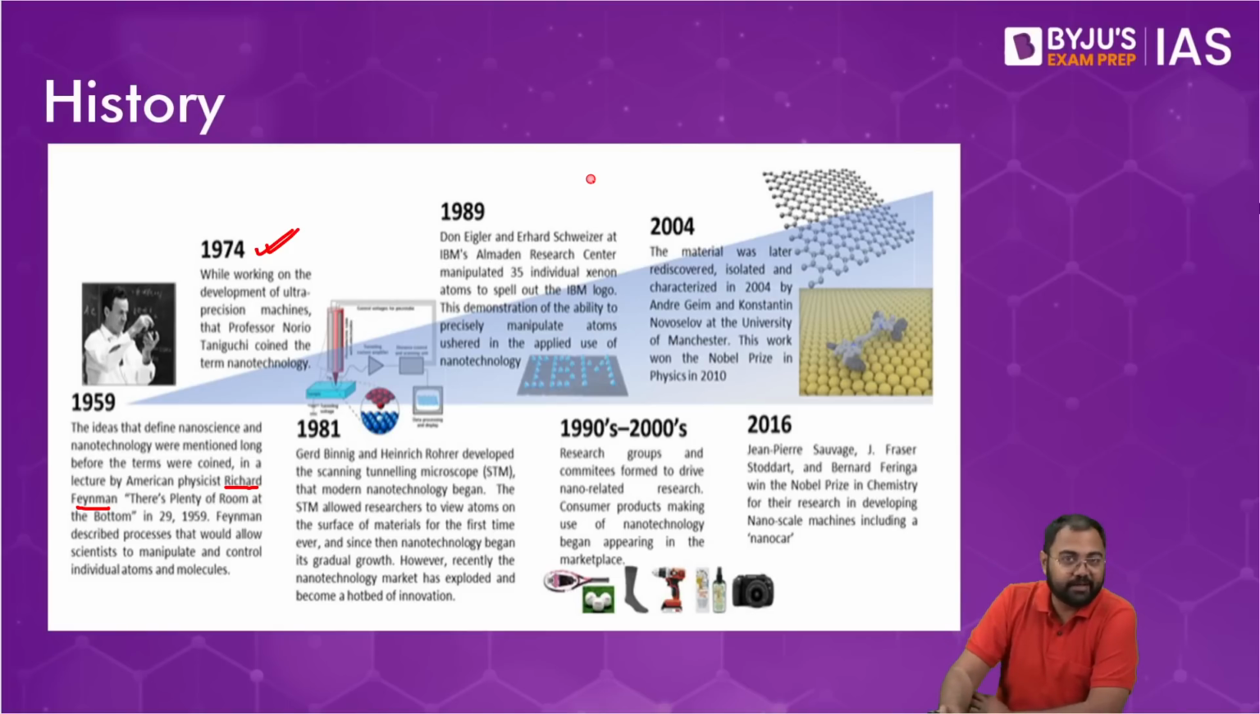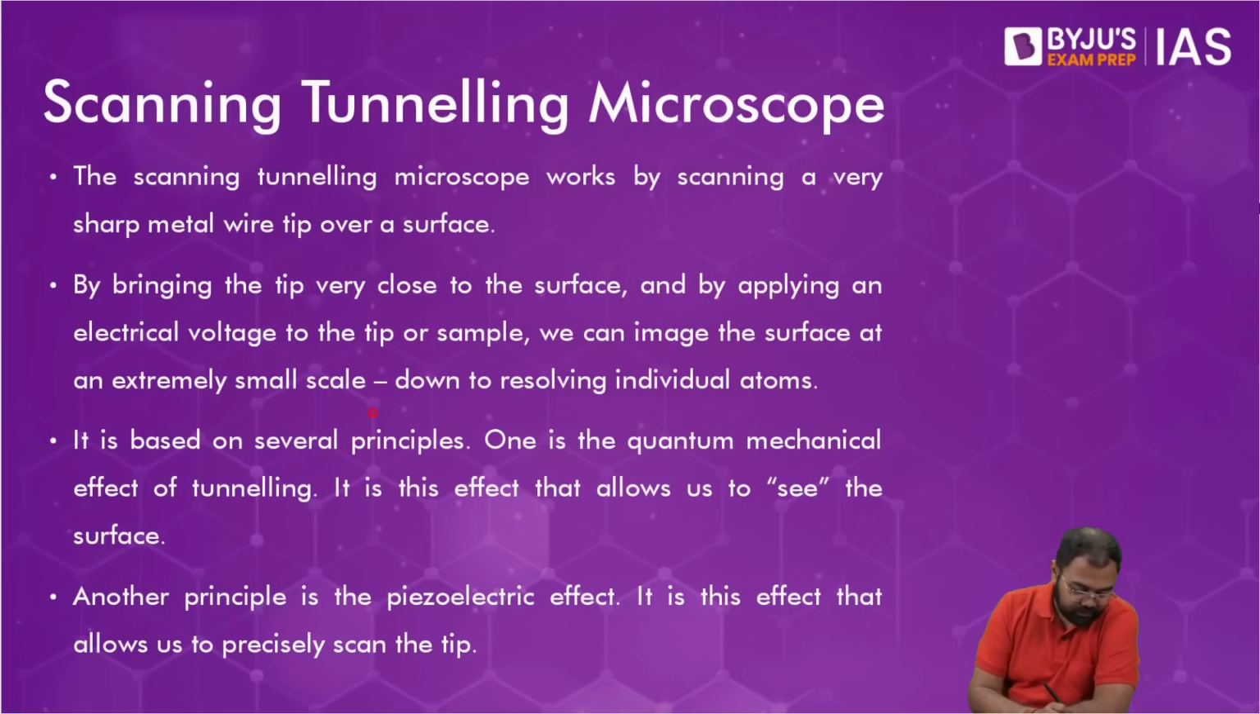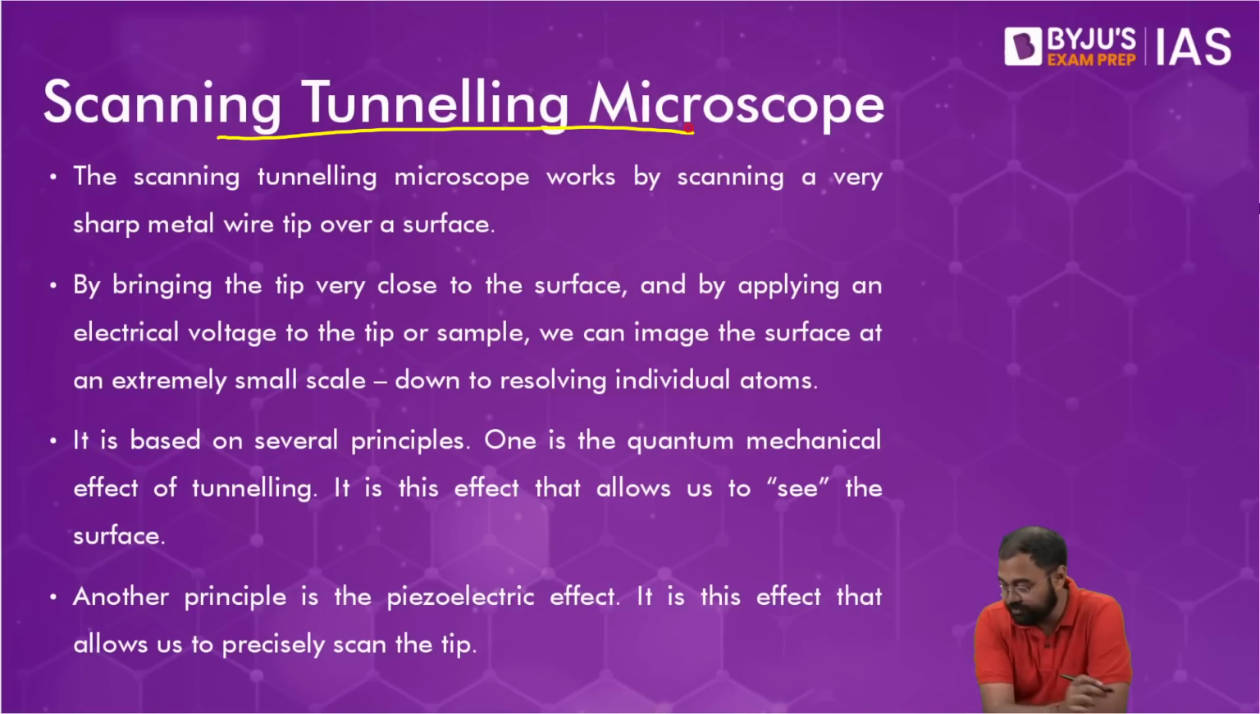You don't have microscopes that can look at a molecular level, at a nanoscale. This changed in 1981 with the invention of something called the scanning tunneling microscope. It changed the face of nanotechnology, because until now it was all theoretical. There was nothing that you could do.